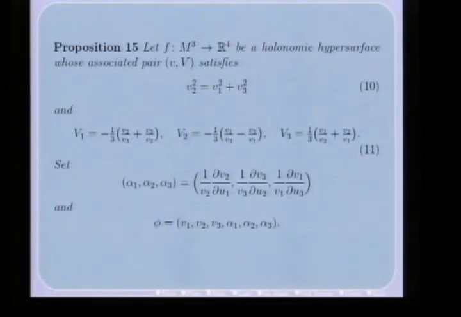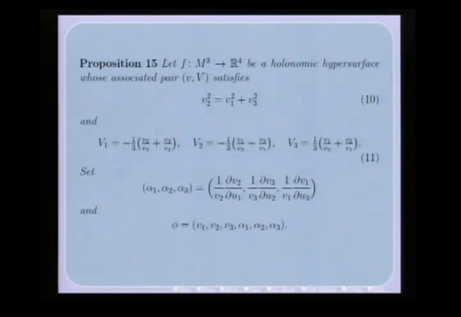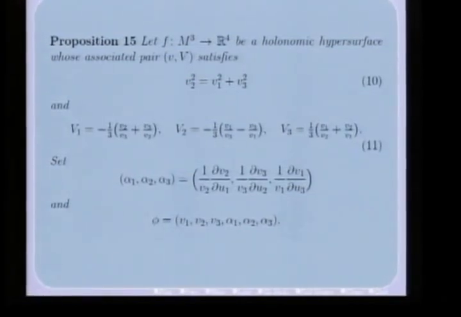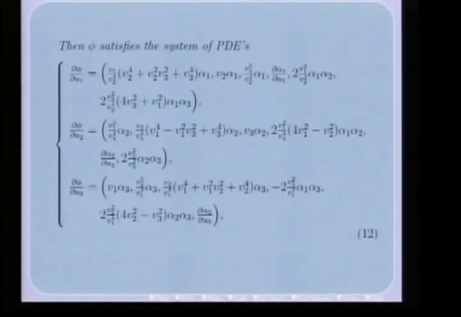Now it's convenient to introduce new unknown functions alpha_i by those relations. And then let us call phi these vector functions, which involve these three coefficients of the first fundamental forms and those three new functions alpha_i. What happens is that the Gauss and Codazzi equations turn out to be equivalent to this total system of equations for those 6 functions.